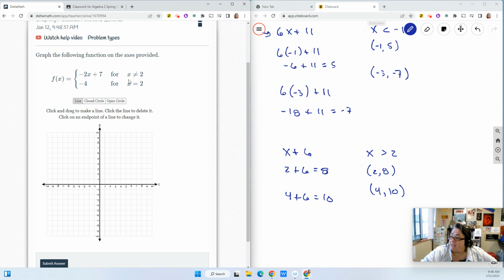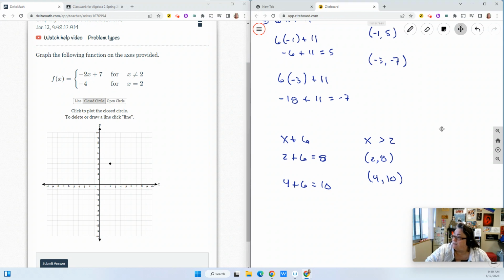And what's going to happen when x equals 2? When x equals 2, you're just going to have a point at -4. And so that's just a closed circle. Notice you have certain things here now. You have line, closed circle, and open circle. Because sometimes you're just going to have to plot a point if it's just x equals 2. So where x equals 2, it's -4.